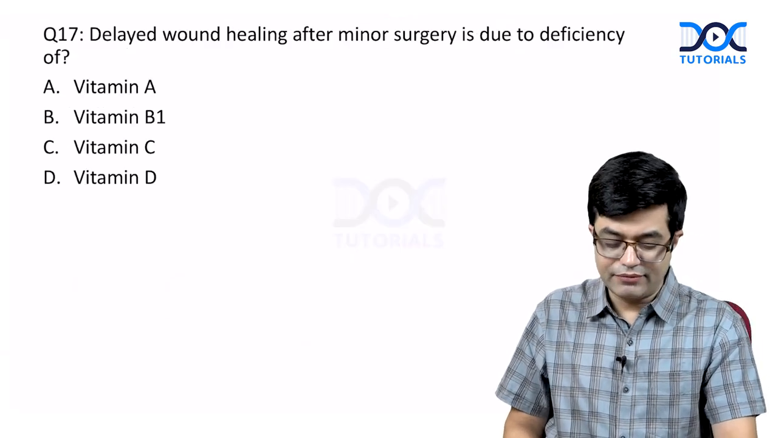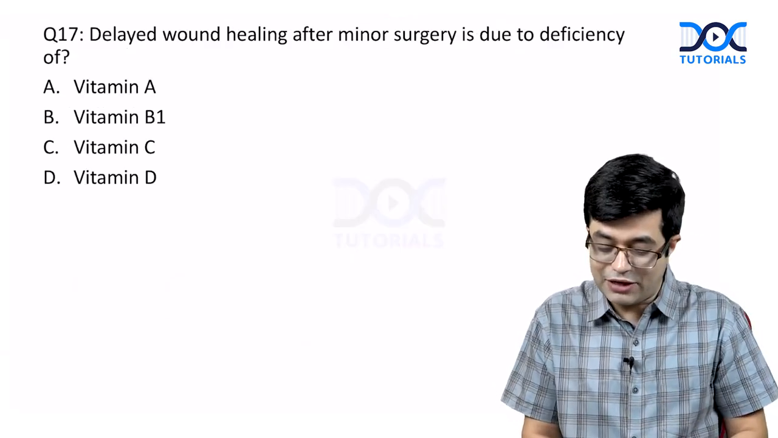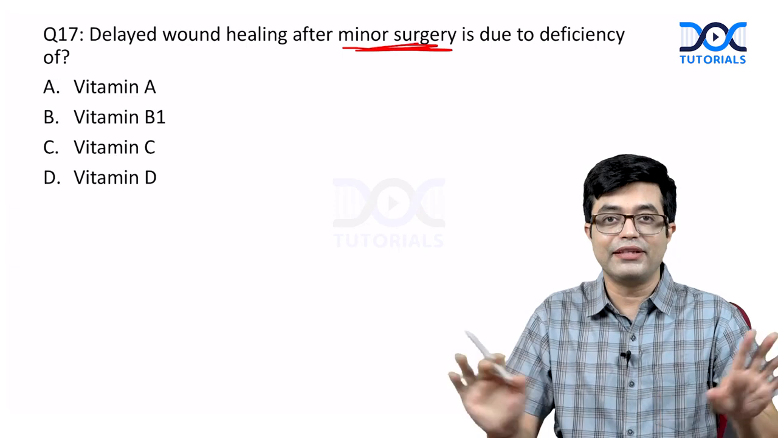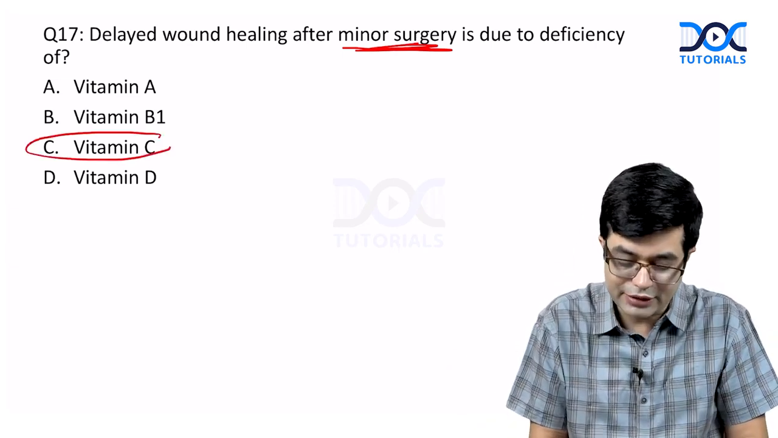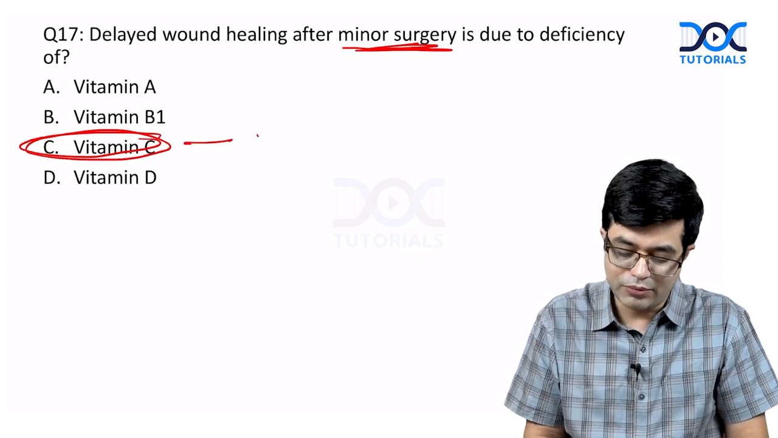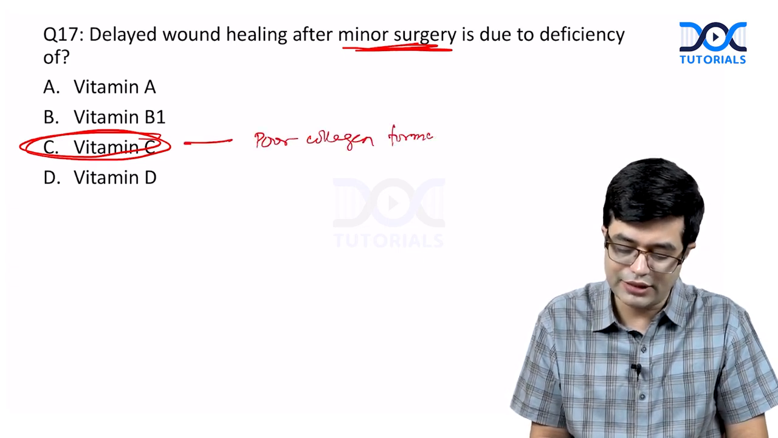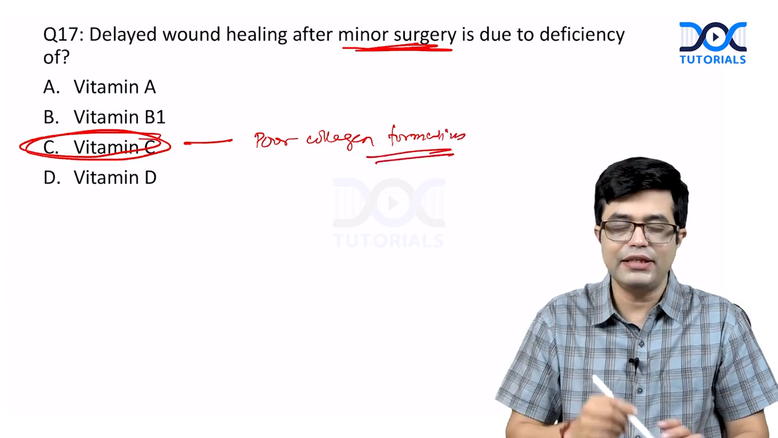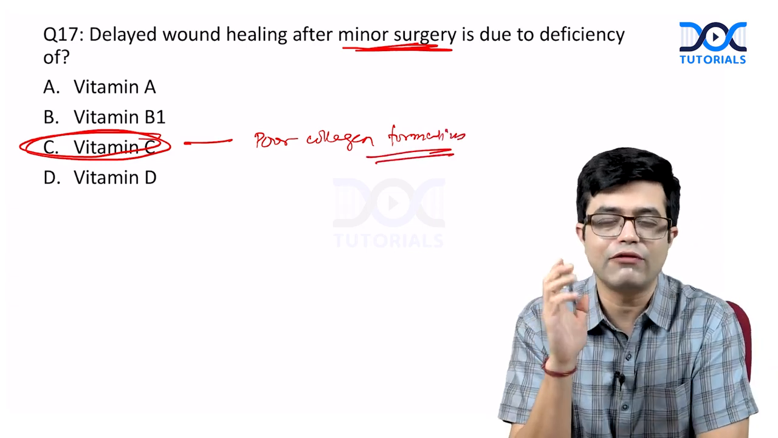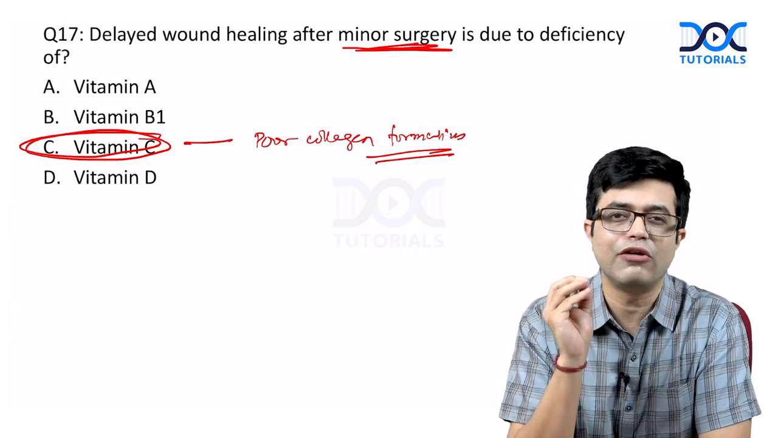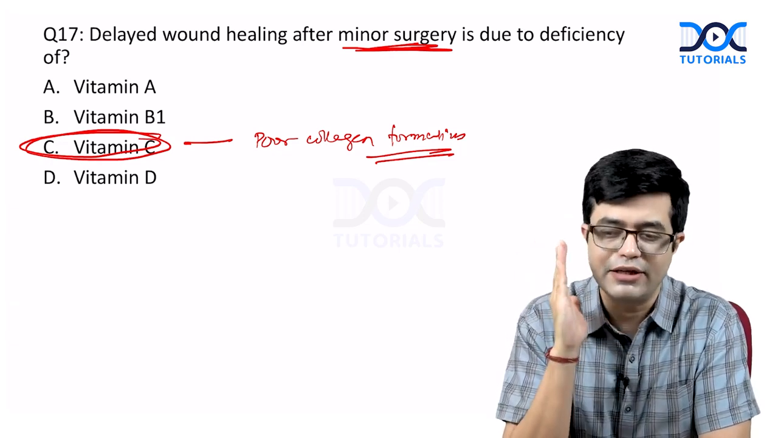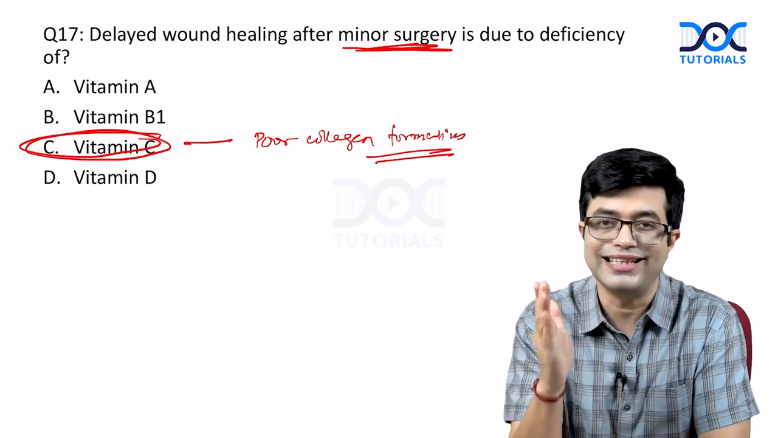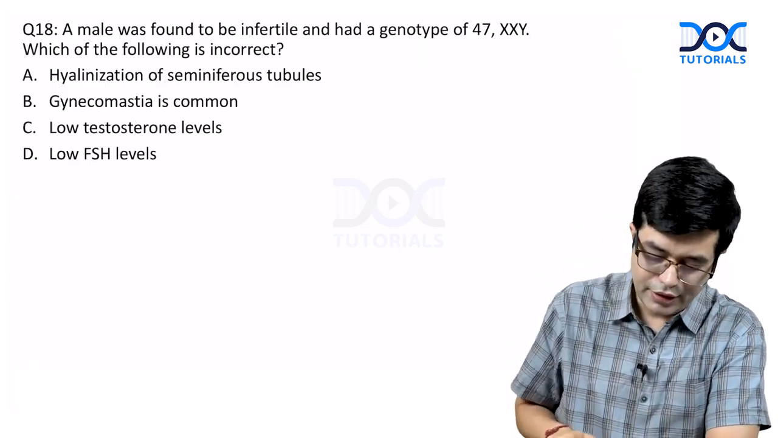Question number 17. Now, this is an easy one. Delayed wound healing after minor surgeries is due to deficiency of which vitamin? Vitamin C. Why? Because of poor collagen formation. Defective collagen formation. Collagen is unstable. Vitamin C is required in the cross-linking of collagen fibers by hydroxylation of proline and lysine residues. And that is why poor wound healing, defective collagen formation, vitamin C. Remember this.